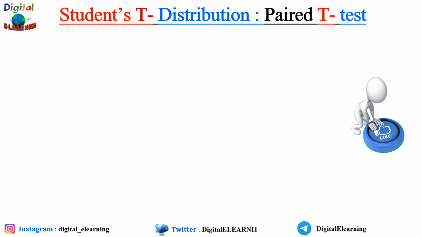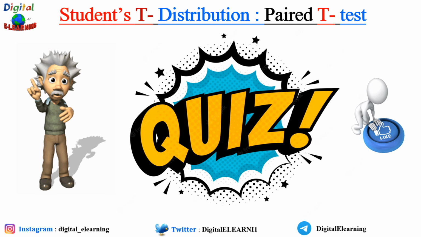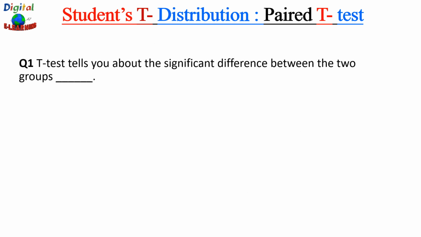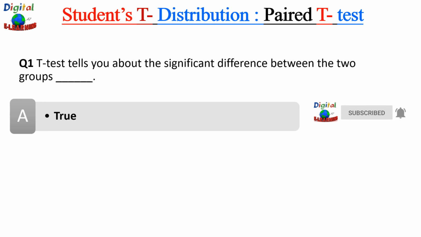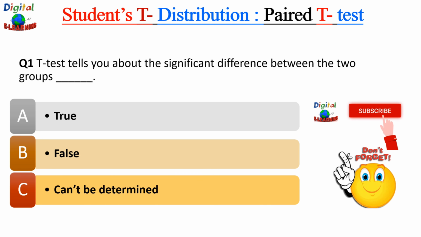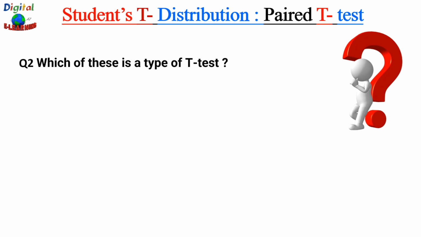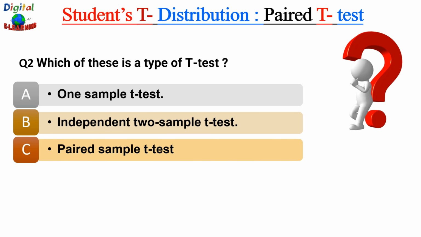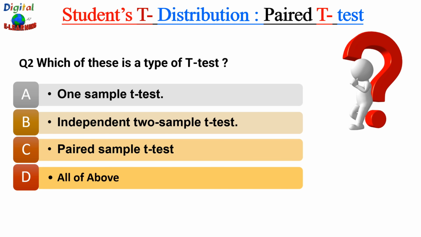Let's have a quick knowledge check to see your understanding of this concept, the t-distribution. The first question is: the t-test tells you about the significant difference between two groups. Is this a true statement, a false statement, or can't be determined? Second question: which of these is a type of t-test? One sample t-test, independent two sample t-test, paired t-test, or all of the above. You can leave your answers in the comment section below.